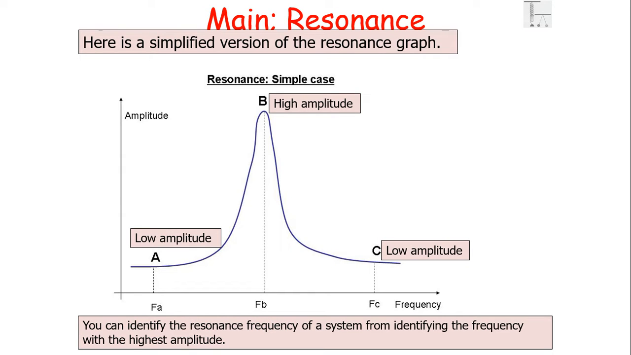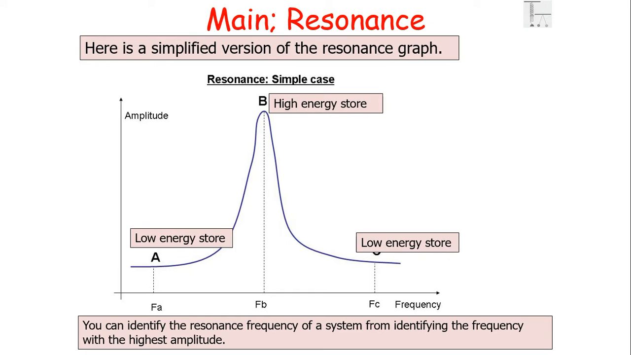Here's a simplified version of the resonance graph. You can identify the resonance frequency by identifying the frequency with the highest amplitude, and you can link it into the idea of energy stores, because the amplitude links into the amount of energy stored in that particular object. High amplitude, high energy store.